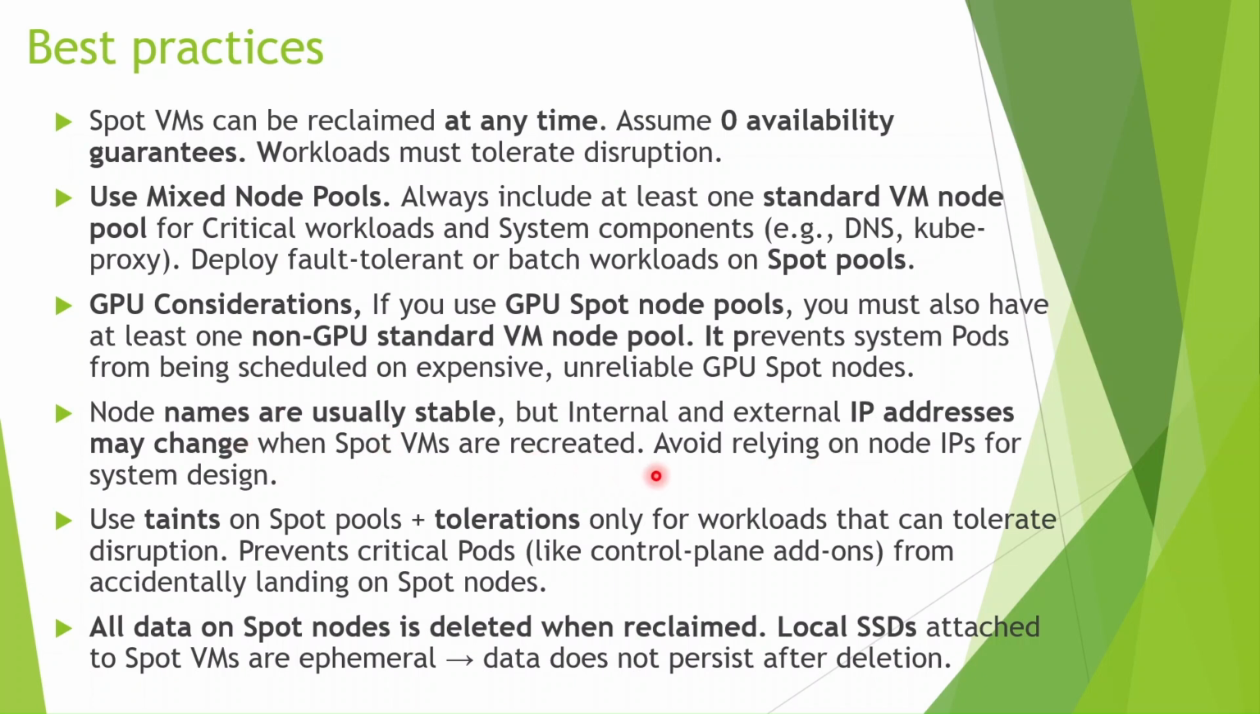Always use services and all that, and use taints on spot pools plus tolerations only for workloads that can tolerate disruption, which we have already discussed, and prevent critical pods like control plane add-ons from accidentally landing on spot nodes. Don't run any critical operation on spot nodes because it can go down anytime and it can harm your workloads or your applications. And all data on spot nodes is deleted when reclaimed. Local SSDs attached to Spot VMs are ephemeral and data does not persist. So if you are saving any data on spot nodes, it will be deleted.